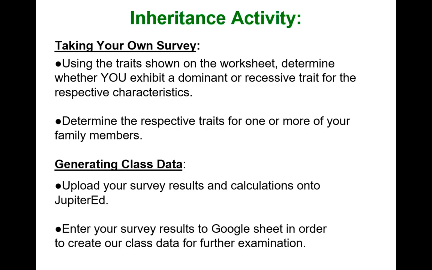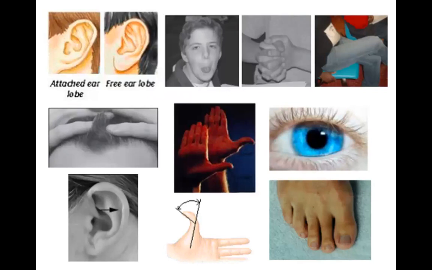And because you took part in that, we have been able to significantly increase our sample size, which is wonderful. And it makes it a lot more fun for us to review those survey data at another time. So some of the traits that we had taken a look at included attached or free earlobes, your ability to roll your tongue, and also whether you have a hitchhiker's thumb, a widow's peak, and also the color of your eyes.